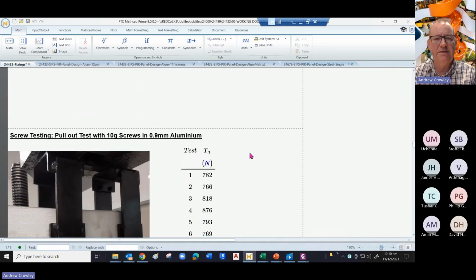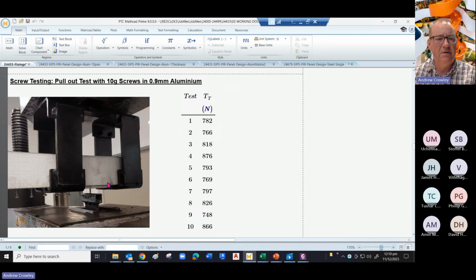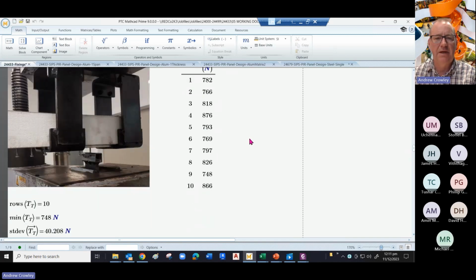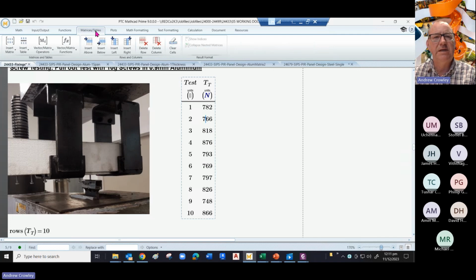We're looking at the test results that we did. So 10 tests were done. Here's what the rig looked like. It's pulling out of a 10 gauge screw from a 0.9 millimeter aluminium. And so we can put this into a table, and that comes from the matrices and tables menu, just insert table. And a table is a special kind of matrix.